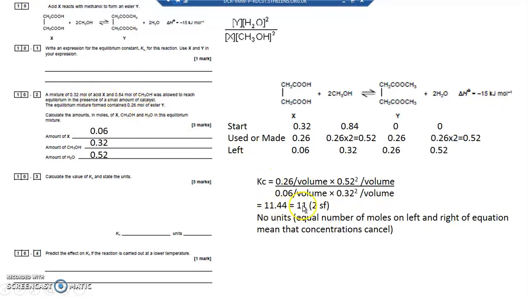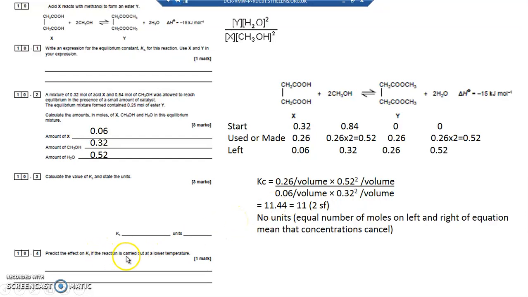There are no units because there's 3 concentrations on the top and 3 concentrations on the bottom, and that's again why I can get away without converting moles into concentrations. In other words, why I don't need volumes.